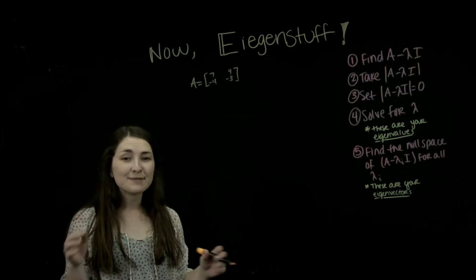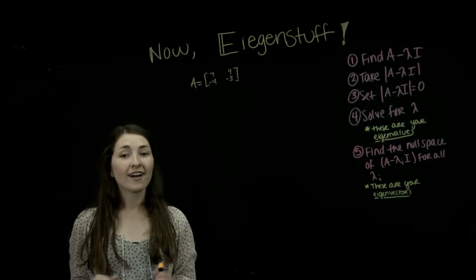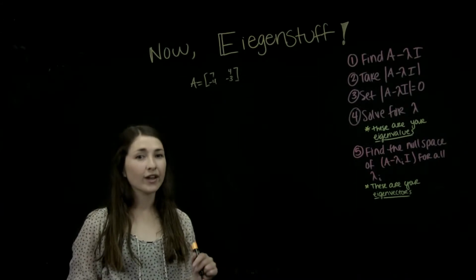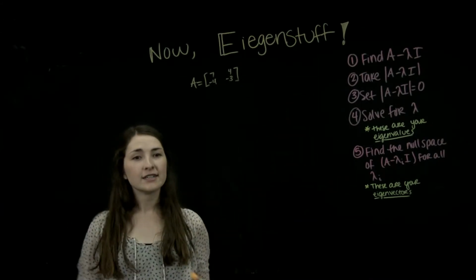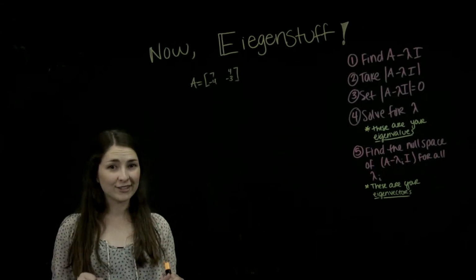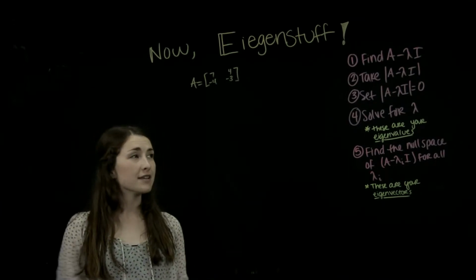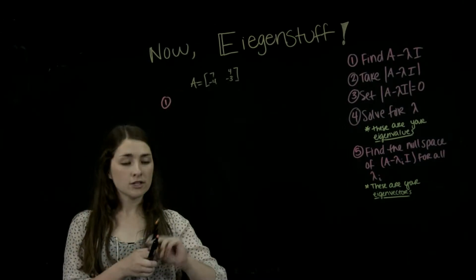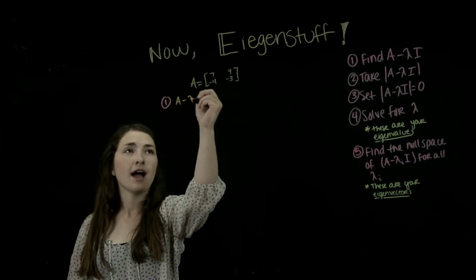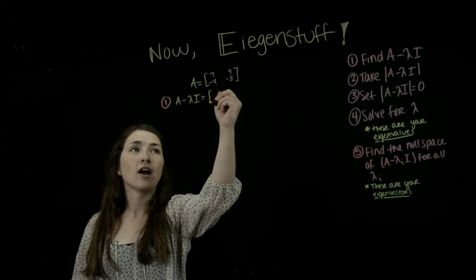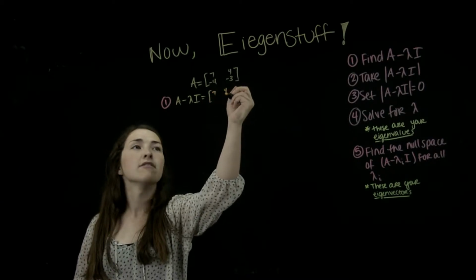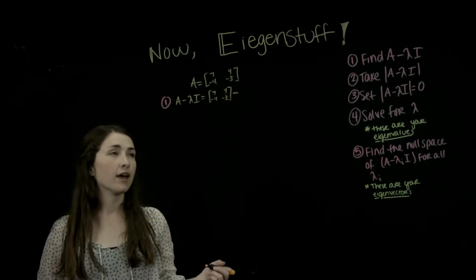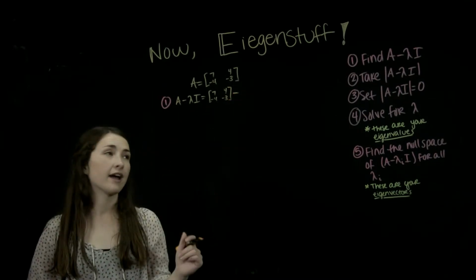Now we have this specific example of our A. It's a 2 by 2 matrix of 7, 4, negative 4, negative 3. We're going to follow these steps to find our eigenvalues and our eigenvectors. Our first step is to find A minus lambda I. We take our A, which is 7, 4, negative 4, negative 3, and subtract from it our lambda I.